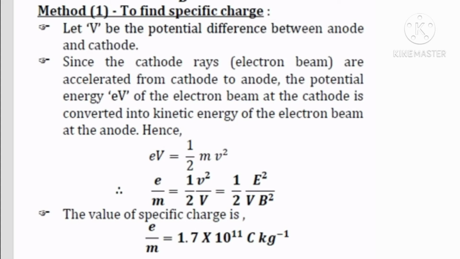Hence, we can relate these two energies as eV = (1/2)mv², where e/m becomes (1/2)v²/V, which is equal to (1/2)E²/(VB²). Here, v in the numerator is replaced by E/B. The value of the specific charge can be determined as e/m = 1.7 × 10^11 C kg^-1.